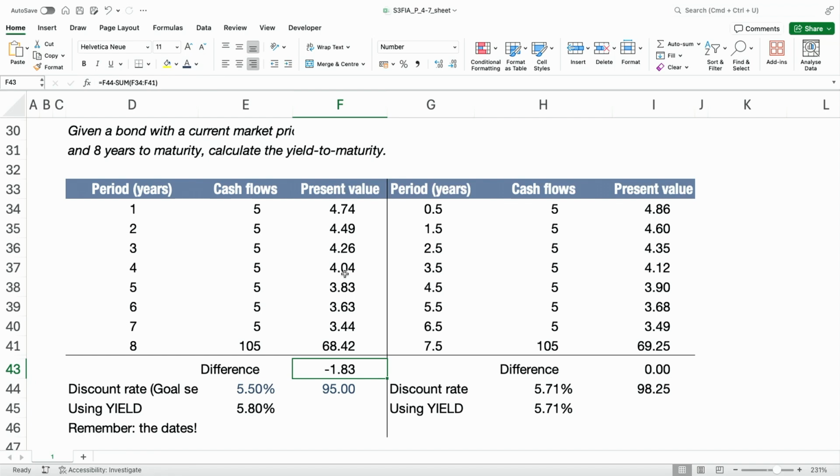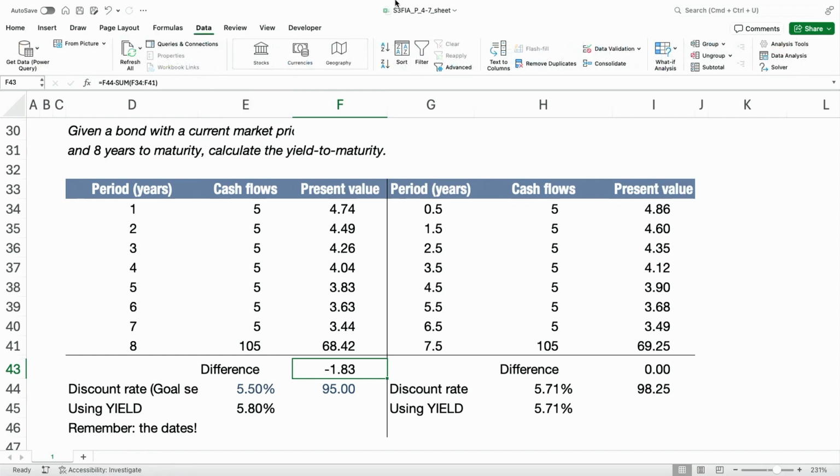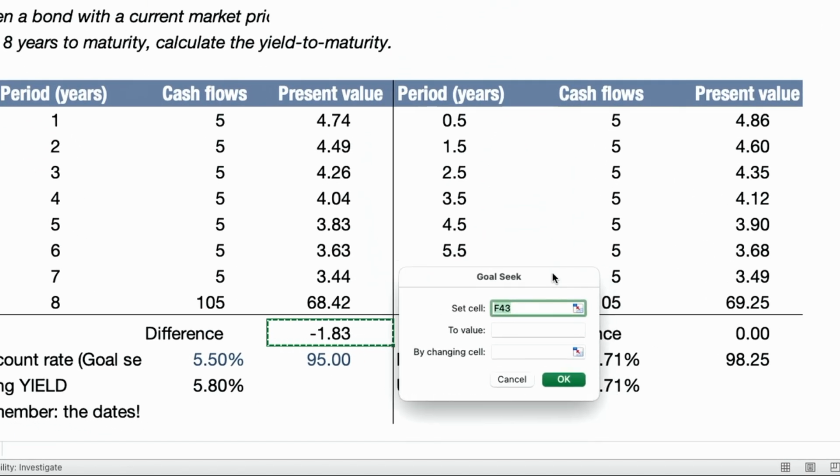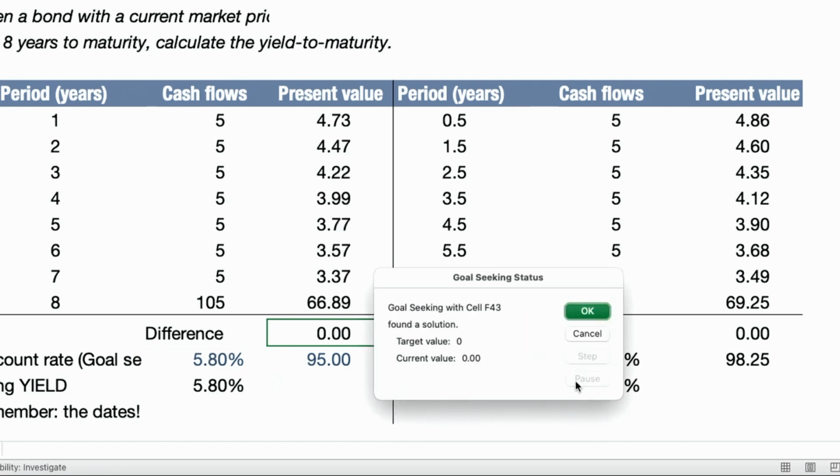We then go to Data, What If Analysis, GoalSeek, and set the cell containing the difference between the two to 0, by changing the discount rate in cell E44. We press OK, and we get 5.8%.